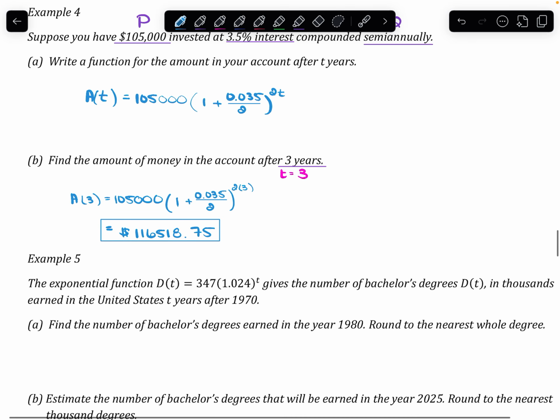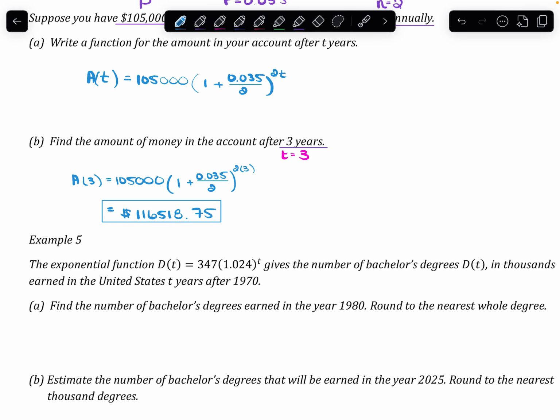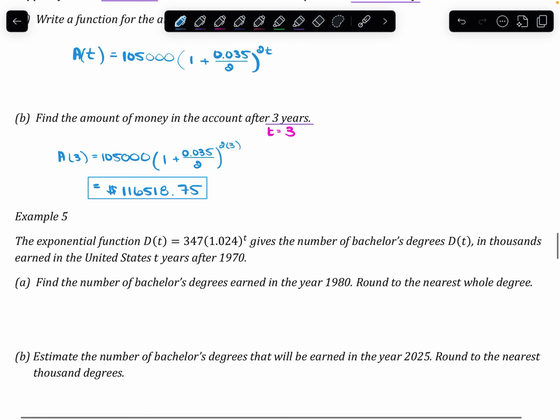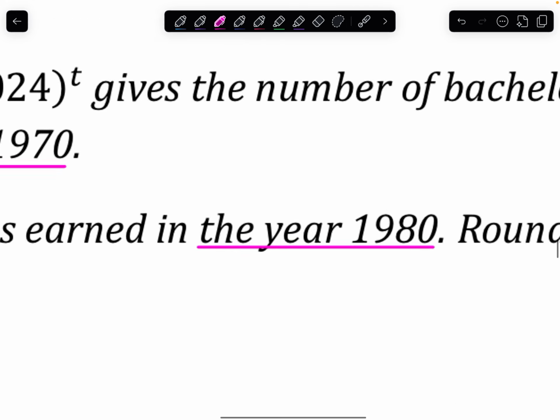Next one. All right, the exponential function D of t gives the number of bachelor's degrees, D of t in thousands, earned in the United States t years after 1970. So this time we're given a model, we're not asked to create it. Find the number of bachelor's degrees earned in the year 1980. So again, word problems, words are important. The year 1980 does not mean t equals 1980 because t is the number of years since 1970. So this is actually t equals 10.